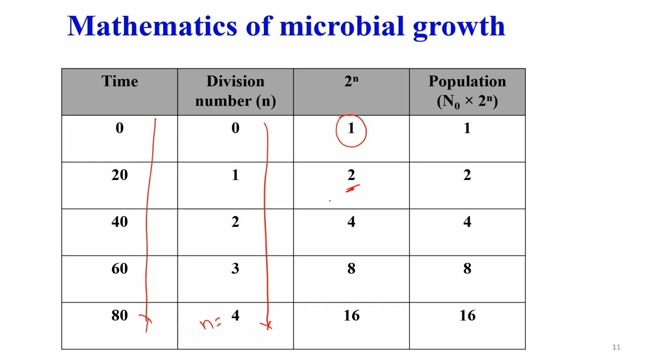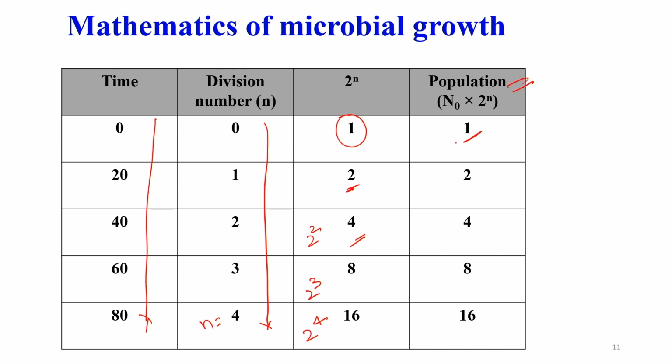When n is 1, what will be the number of cells? 2 to the power n, let us calculate. So, this will be 2 to the power 1, 2 to the power 2, 2 to the power 3, 2 to the power 4, and what will be the total population?